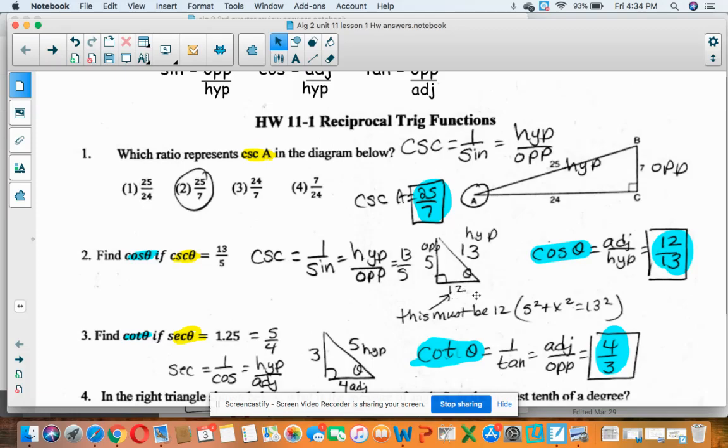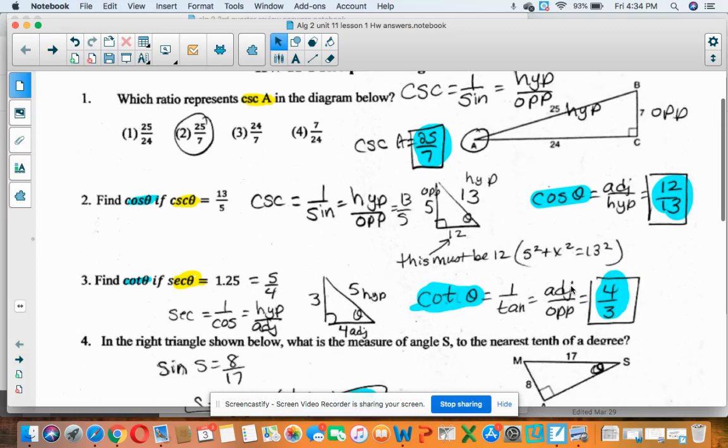And then I want to find the cosine of theta. Cosine is adjacent over hypotenuse. So adjacent is 12, hypotenuse is 13, so it's 12 over 13. Okay, so each of these I've highlighted the answer in blue.